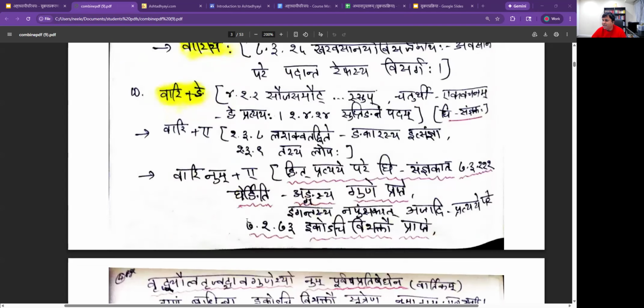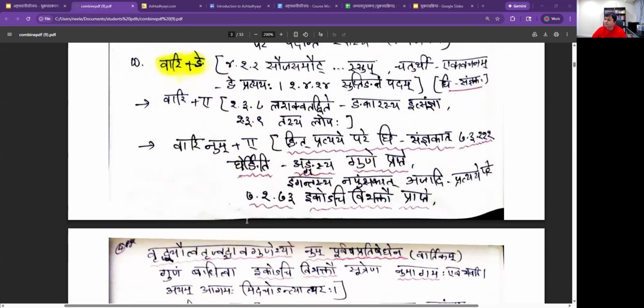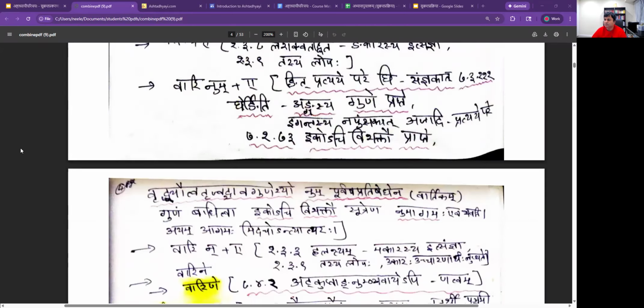वारिभ्याम्, वारिभिः, वारिणे. Let's talk about पूर्व विप्रतिषेधम्. वारि प्लस ने. अत्र वार्तिकम् अस्ति: वृद्धि औत्व तृज्वद्भाव गुणेभ्यो नुम् पूर्वविप्रतिषेधेन. नुम्, so we have to get नुम् करणीयः. अत्र ये इति प्राप्नोति, किन्तु इकोचि विभक्तौ should be applied here. Correct. Because of this vartikam, purva vipratishedah has to be done.